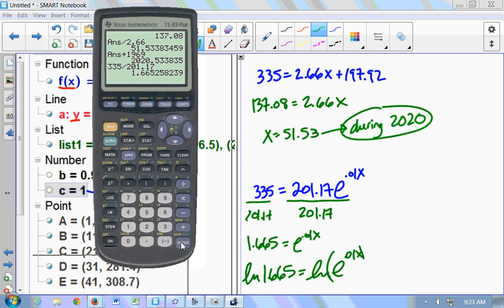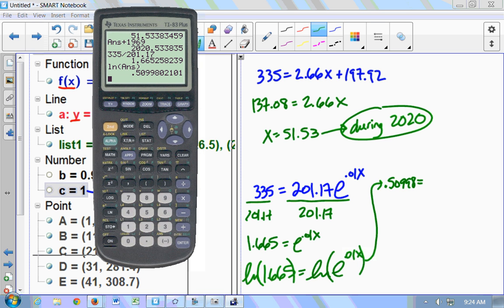Right, so all I'm doing is just taking the ln of both sides, right? Because that's the cardinal rule of equation solving, is if you do it to one side, you have to do it to both sides. So what I'm doing is I'm taking the ln of both sides of the equation. Now the ln of 1.665, that's just a number. Let's figure out what that number is. It's like 0.50998.